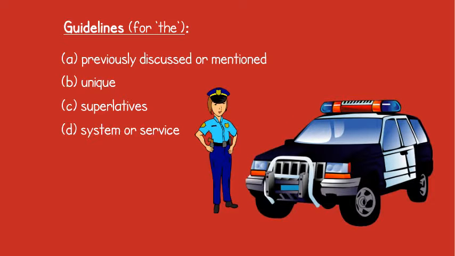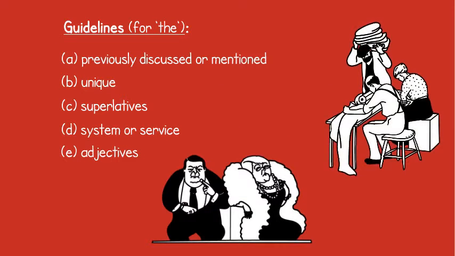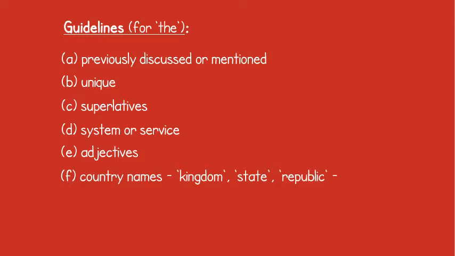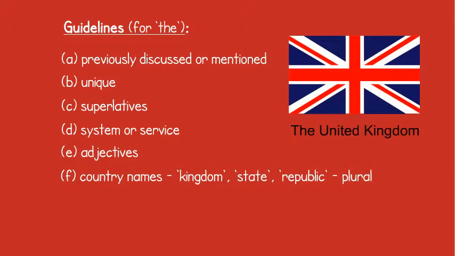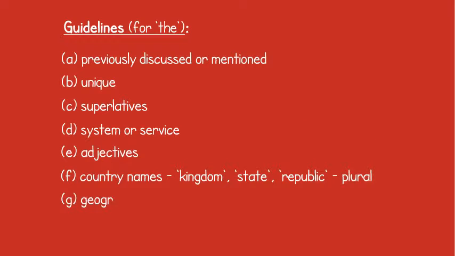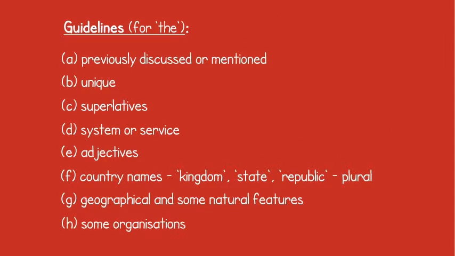the police or the fire brigade, with adjectives like rich, poor, elderly, unemployed, when using the word to refer to a group of people, with country names that include words like kingdom, state, or republic, and with country names that are plural, for geographical and some natural features like mountain ranges, but not individual mountains, and for some organisations.